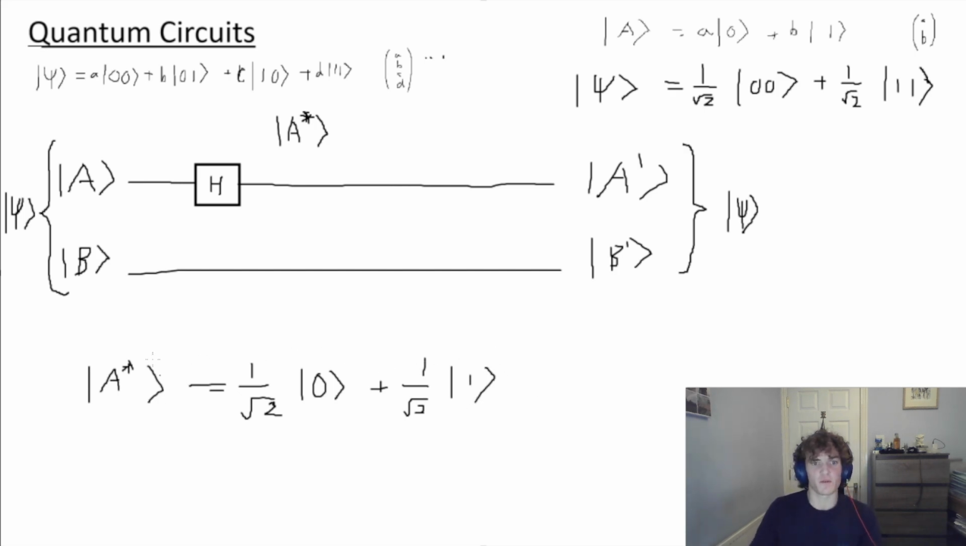Perfect. So we've gone from a state of 0 to a state of an equal superposition of states of 0 and 1. Nice. Now what we want to do is say, if A happens to be 1, we want to flip B so that it goes from 0 to 1. And if A happens to be 0, we want to keep B as it is.